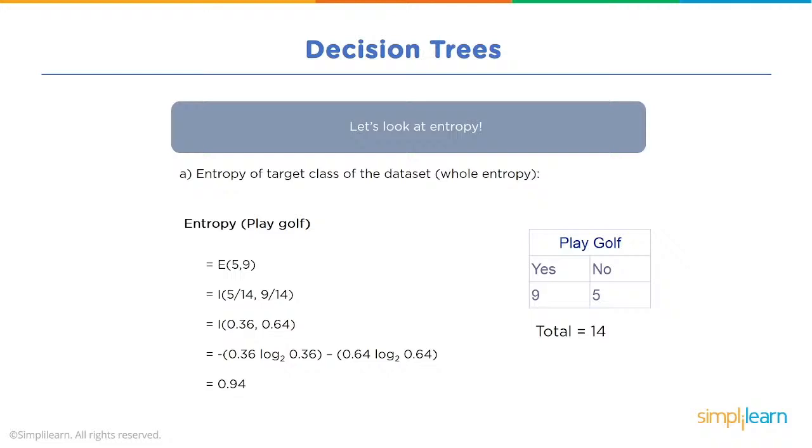When you do the whole equation, you get minus 0.36 log base 2 of 0.36, minus 0.64 log base 2 of 0.64, and we get a set value. We get 0.94. So we now have a full entropy value for the whole set of data that we're working with, and we want to make that entropy go down.